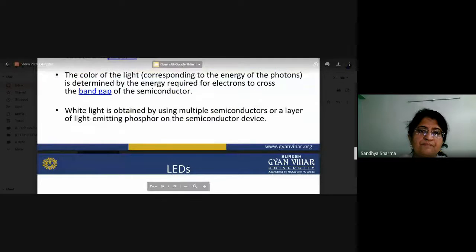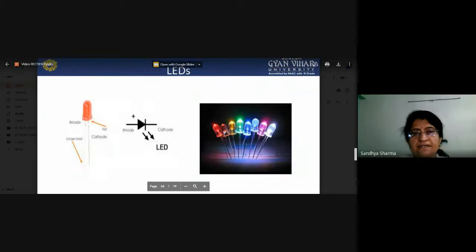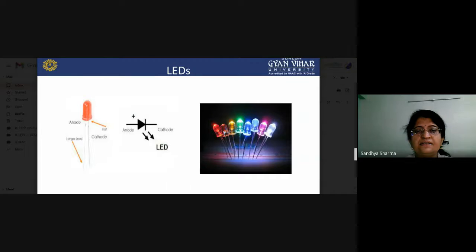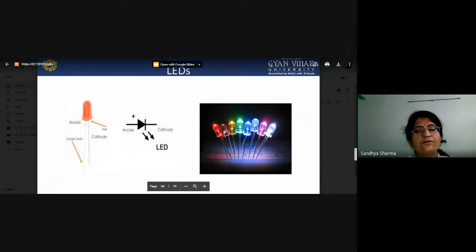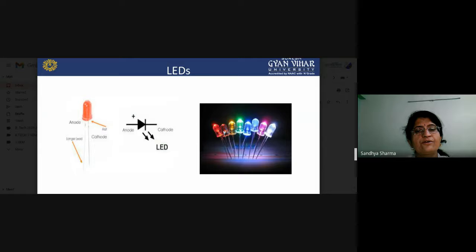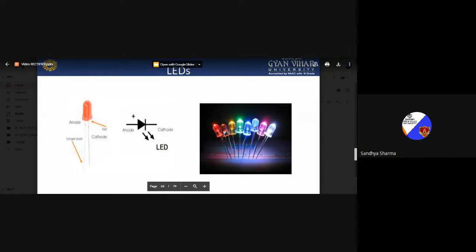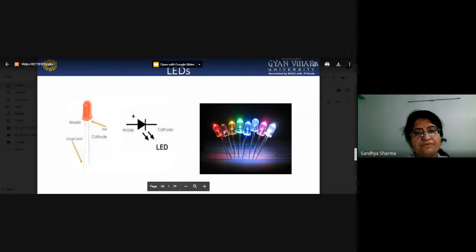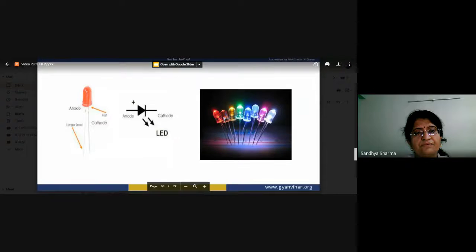Now the LED. These are the different colors of LED. This is the symbol of our LED. Since this diode is emitting light, we mark the arrow outside the LED symbol, and this is a basic diagram of our LED.